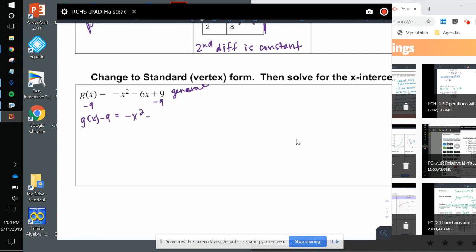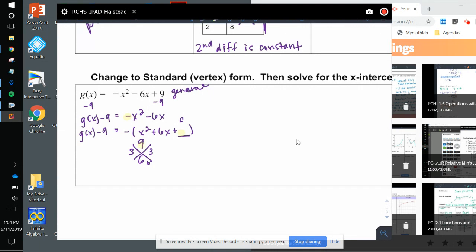Negative x squared minus 6x. I want my a value to be positive, so I'm going to factor out the negative. Plus 6x and then plus something equals g of x minus 9. All right, so in order to get my c value here, I use the big X. I put my b value on the bottom, which is 6. I have to split that evenly, so 3 plus 3 is 6, and then 3 times 3 gives me 9.